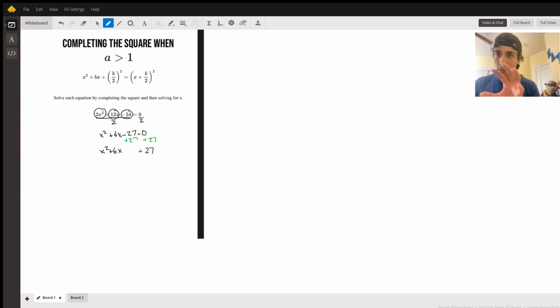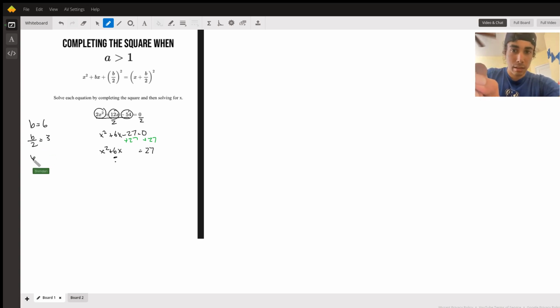All right. Remember what we want to do. We want to figure out what is b over 2, and what is b over 2 squared. So b, that's the number that is in front of just the x, not the x squared, but just the x. So our b is going to be 6. So b over 2 is going to be half of that, so half of 6 is 3. And then b over 2 squared is going to be this guy squared, so 3 squared is going to be 9.